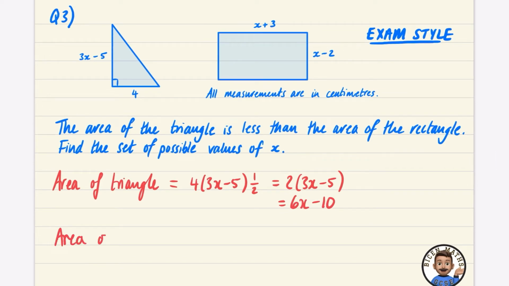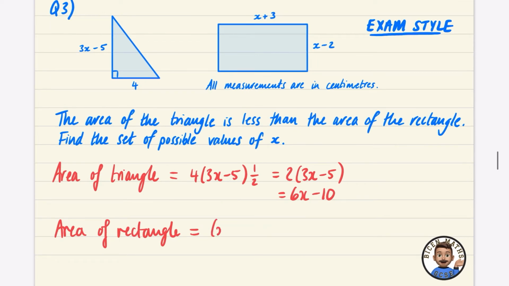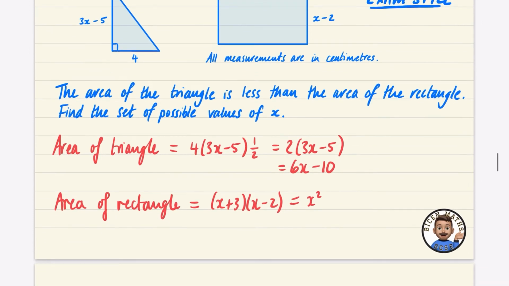Now we're going to have a look at the area of the rectangle. Now we know you find the area of a rectangle, it's just the length times the width. So it's going to be the x plus 3 multiplied by the x minus 2. Let's expand those, so it's going to be x squared plus 3x minus 2x, that's just plus x, minus 6.